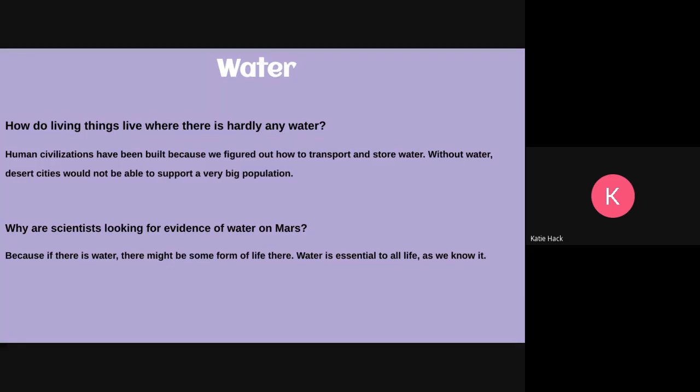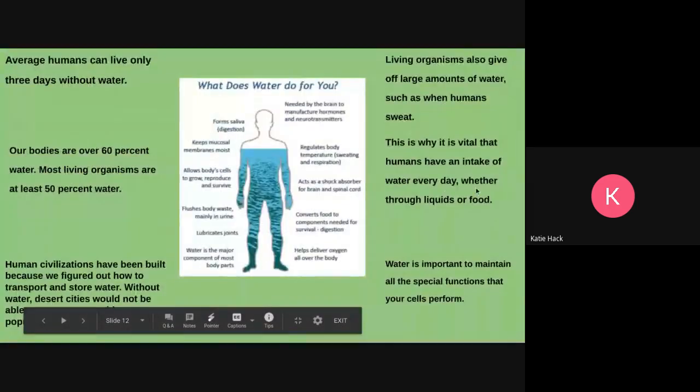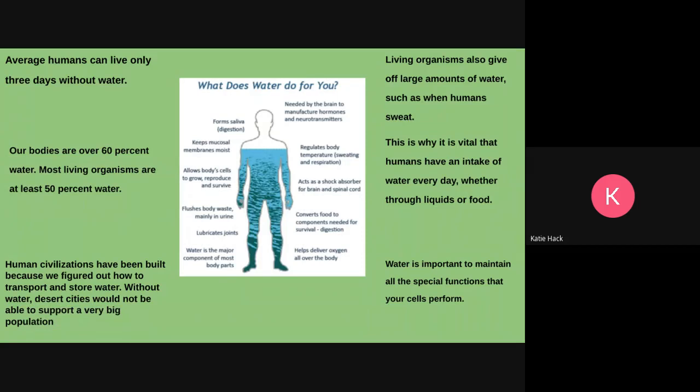Well, okay, so other than trying to find us a new home, if we could find water on another planet, then most likely there's going to be life, because water is essential to all life as we know it. Now, humans can live only 3 days without water because our bodies are over 60% water. Most living organisms are at least 50%. Living organisms also give off large amounts of water, like when humans sweat. And that's why intake of water is vital.